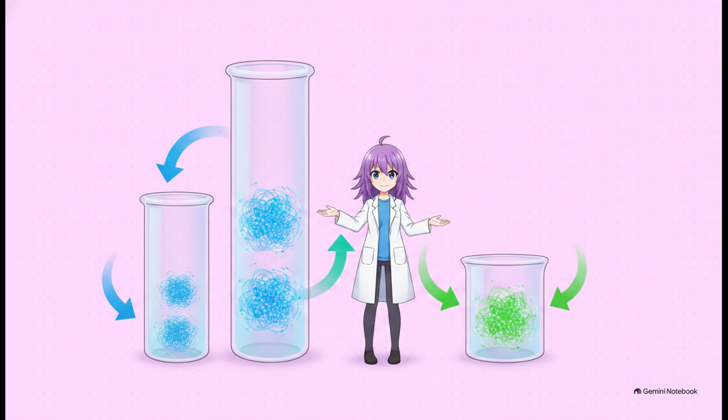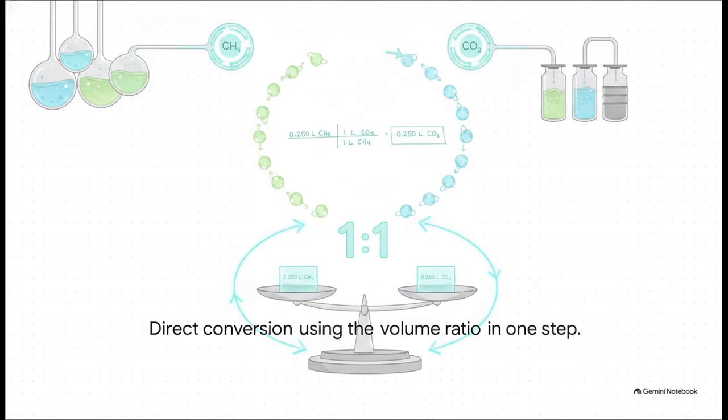It saves a massive amount of time, especially when you're grinding through a super long problem set. Let's look back at our real-world notes, specifically Part B this time. It asked for the volume of carbon dioxide produced from that exact same 0.250 liters of methane. Because methane and carbon dioxide are both gases at STP, look at how incredibly fast the math is.